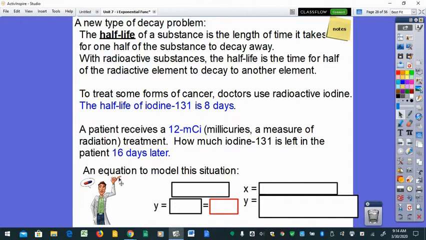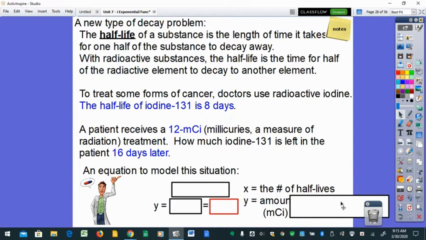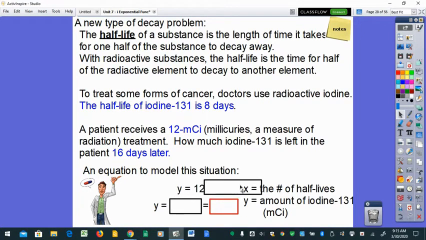Okay. So we're going to make an equation to model this. It is an exponential decay. This time we're going to let x be the number of half-lives, and y is going to be the number of millicuries of the iodine-131 that's remaining. So how much of that is remaining in the patient? So we're going to let y, the amount of iodine, equal the start amount, which was 12. And the cool thing about half-life is your decay factor is always 0.5. Half means 50%. So in a half-life problem, this is always going to be 0.5 raised to the x. So here's our general form along with our definition of variables.